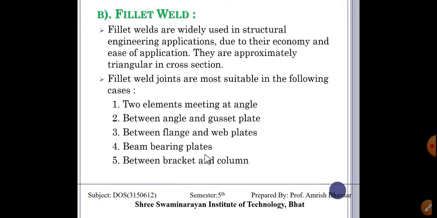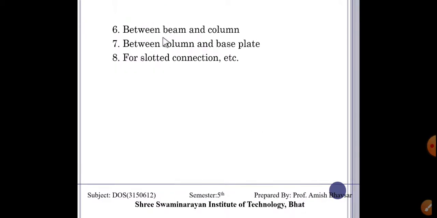Number four, beam bearing plates. For the connection, a bearing plate is needed to bear the shear force, and for the connection of that, we must go for the fillet weld. Number five, between bracket and column. It is most important for the beam to column connection. Number six, between beam and column, where the welding is done by the fillet weld. Number seven, between column and base plate, it is a most important thing.